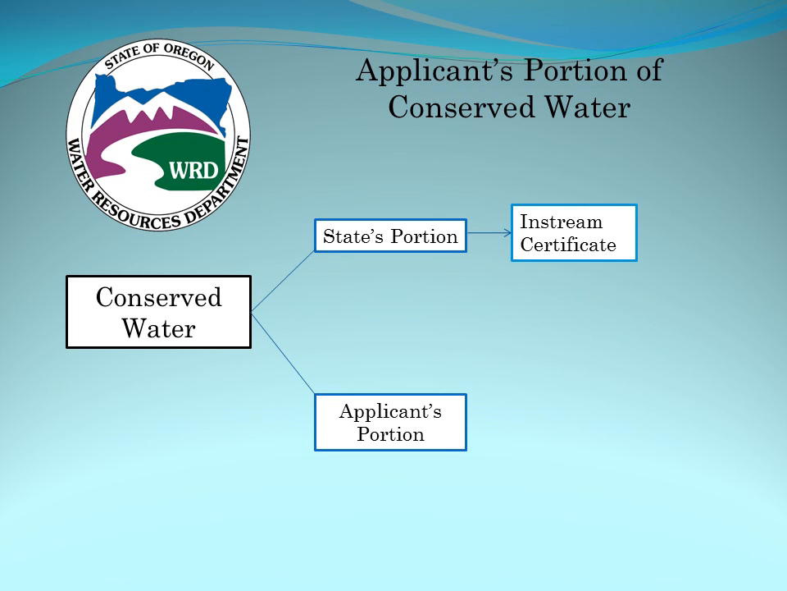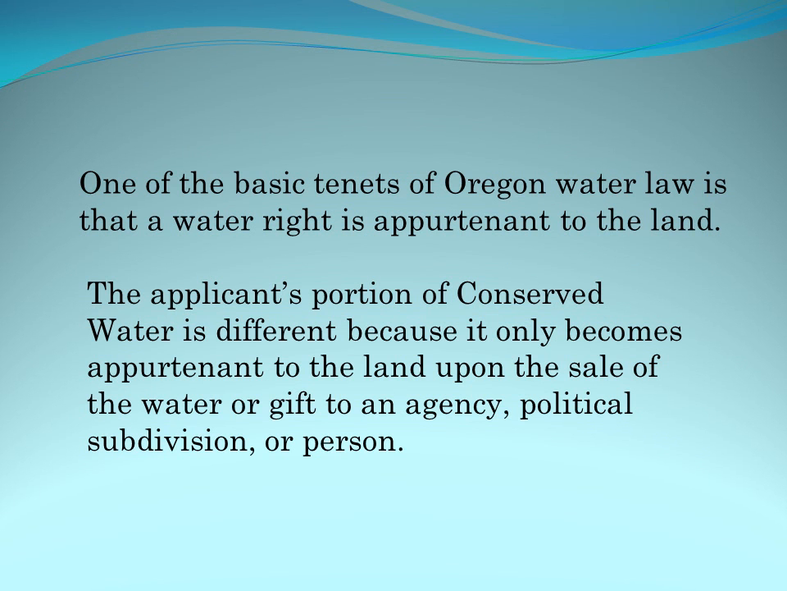The next phase in the allocation of conserved water process that we will discuss is how the applicant's portion of conserved water may be used. Generally, one of the basic rules of Oregon water law is that a water right is appurtenant to the land. However, in the instance of the applicant's portion of conserved water, it only becomes appurtenant to the land upon the sale of the water or gift to an agency, political subdivision, or person.